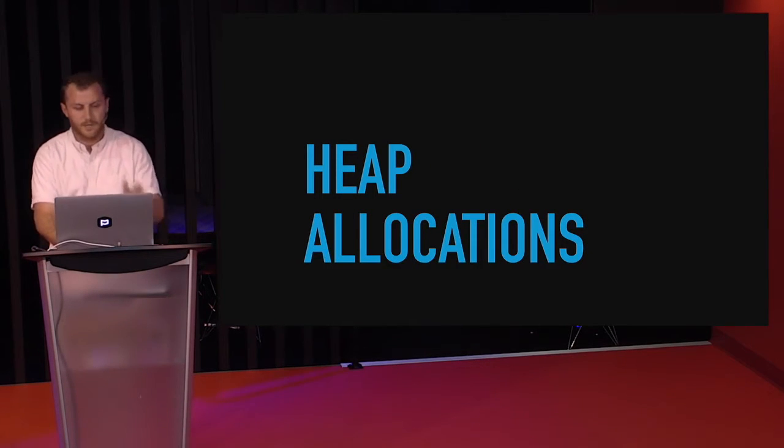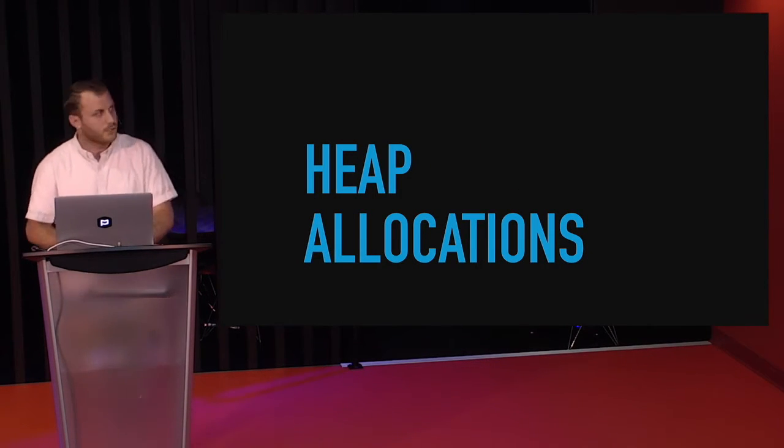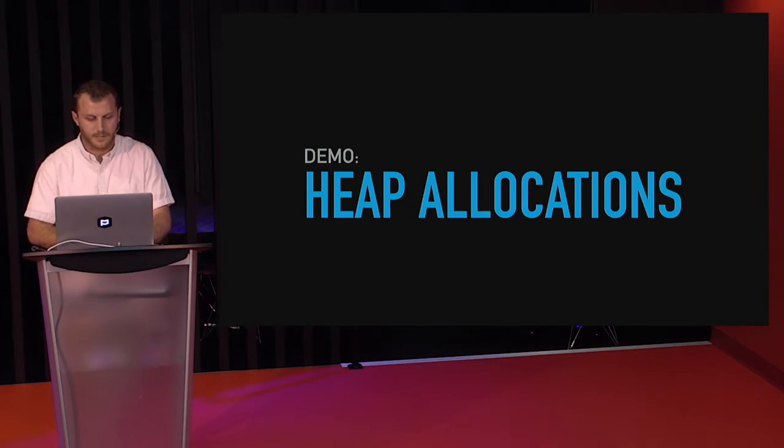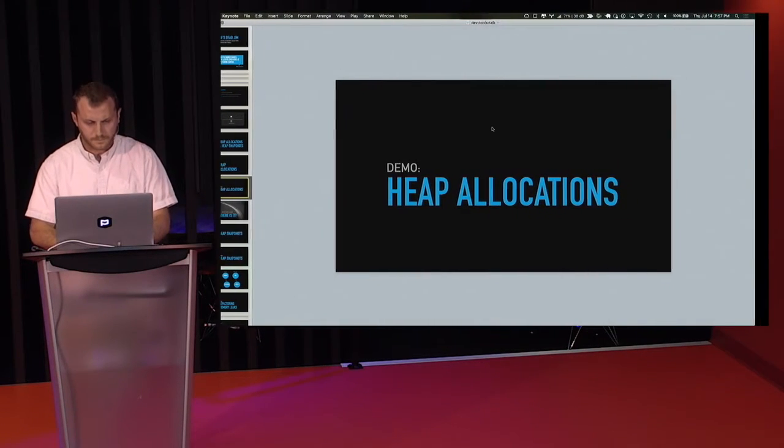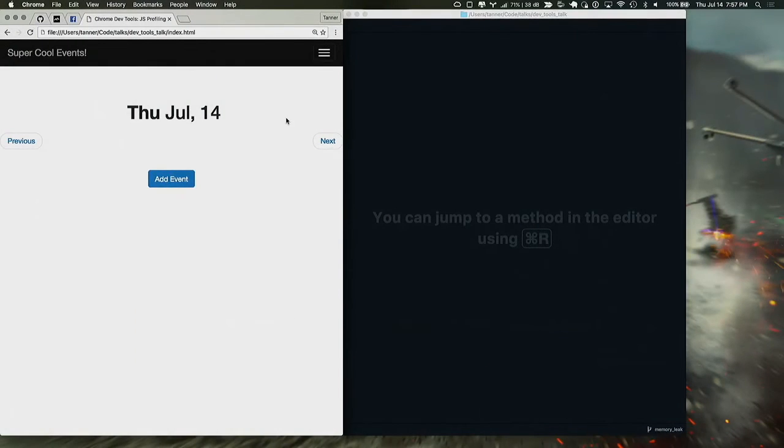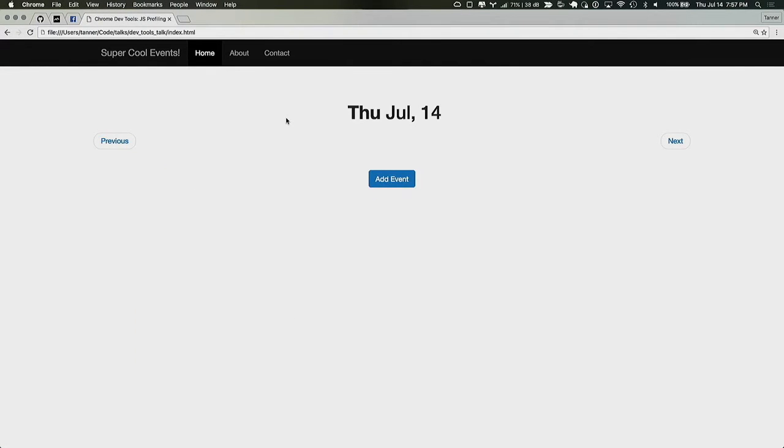The first one we're going to talk about is heap allocations. To show you that, we actually have to do some code stuff. So let's get out of here. And here's my application. It's called Super Cool Events. I'm going to close this tab so I don't get any desktop notifications. Super Cool Events is an app I made. It's just really popular. I mean, it's making me thousands of dollars per month. I don't even know why I work here still.